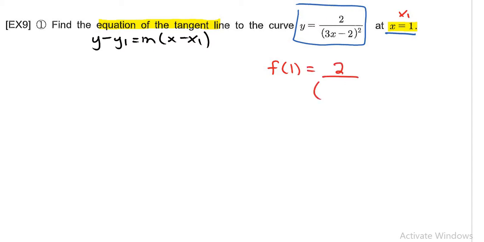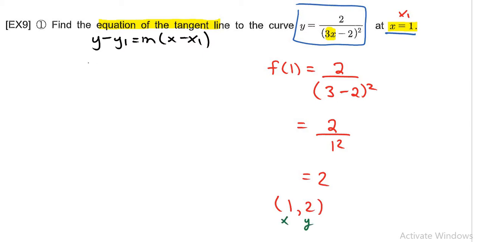Let's go ahead and find the y value when x equals 1 by substituting 1 for all the x values. So if I substitute a 1 there, 3 times 1 is going to be 3, minus 2, all squared. So that will be 2 divided by 1 squared, so that equals 2. So my point is (1, 2). This is my x value and that's my y value.